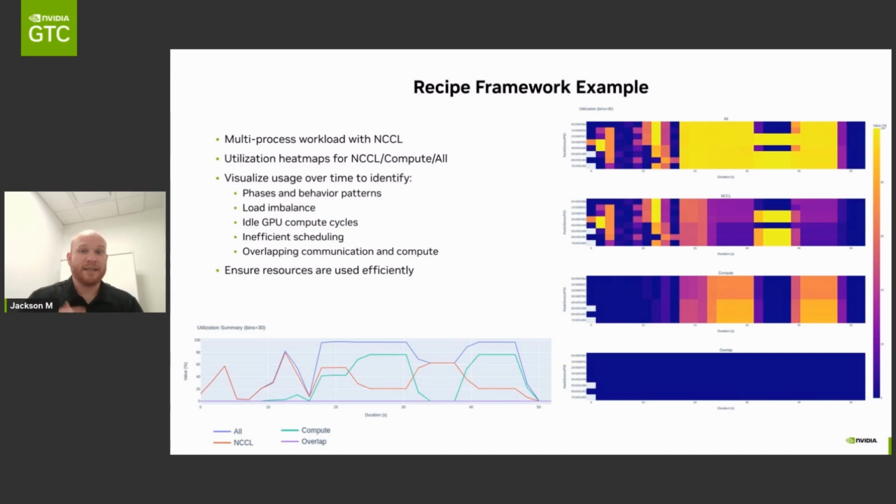Or would I like to see my NCCL communication overlapped with compute? Depending on what you're expecting, these results may or may not be of interest, but you're getting an idea of a visualization that the recipe system solves. So the timeline down here is just a different visualization of these heat maps, and you can see pretty clearly that we've got phases here of compute, then NCCL communication, then compute. But when you sum it all together, there's pretty good utilization across the entire system.